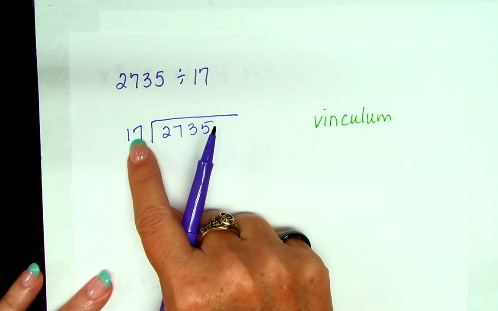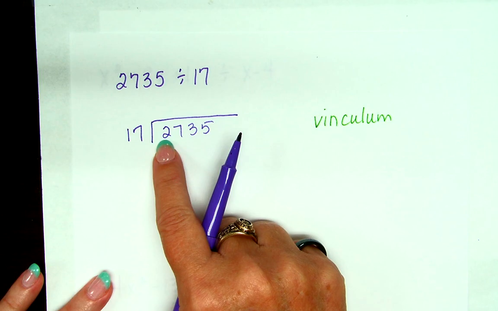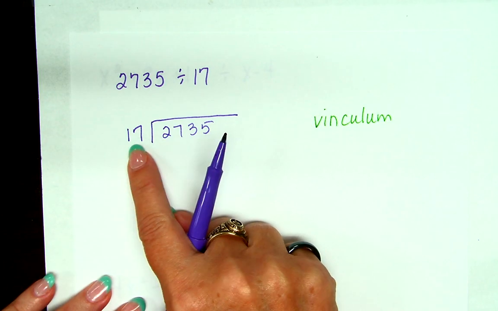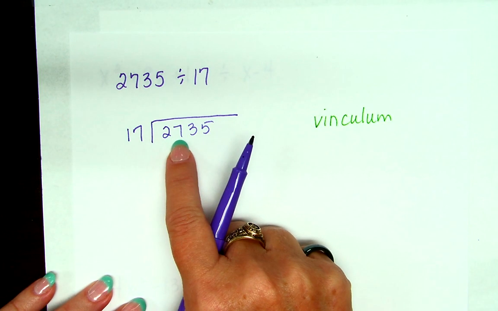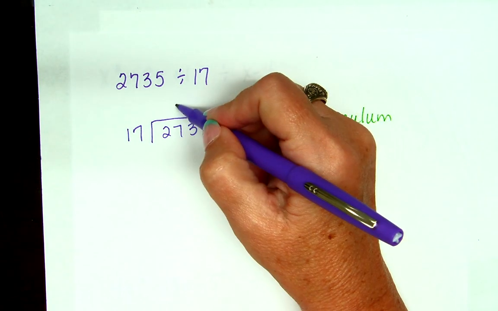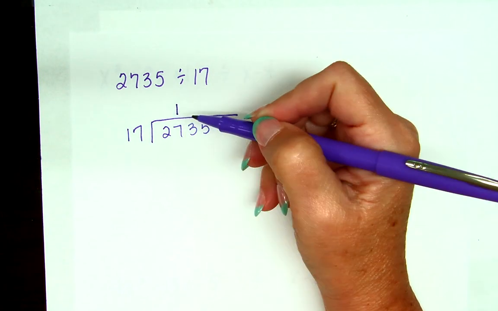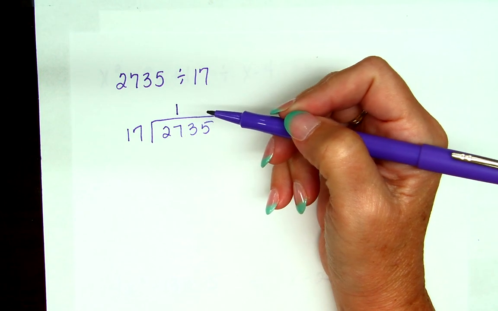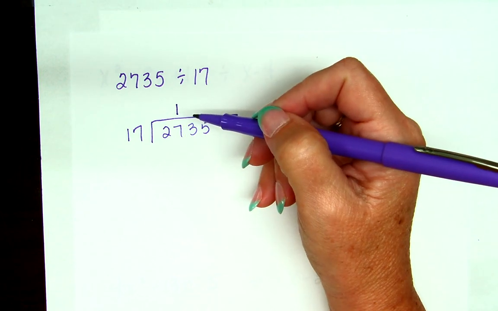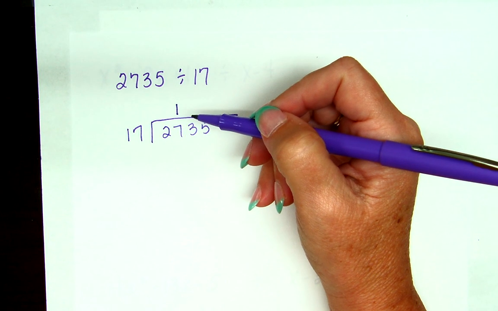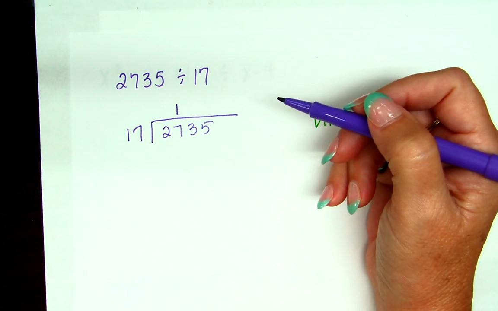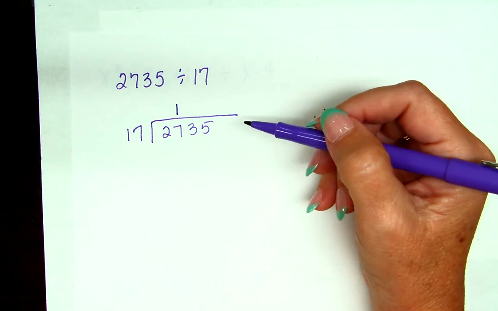How many times does 17 go into 2? It doesn't, right? So how many times does 17 go into 27? Once. And where do I put that 1? Above the 7. Do I have to? Yes. I don't, but it makes it easier if I do. Okay, it's not required to put it there. You might have been told that it is. It's not really required, but it makes the whole problem easier if you do.